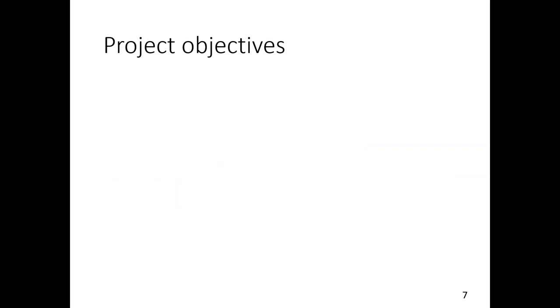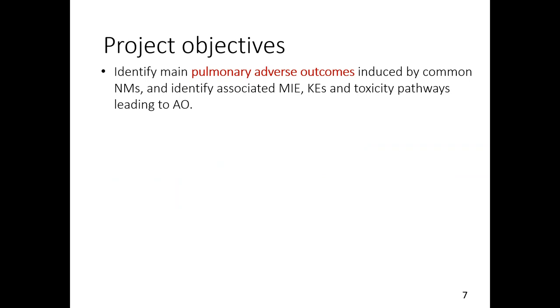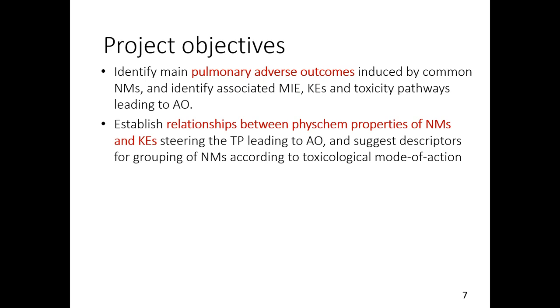So project objectives are formulated as follows. We are not trying to solve all possible problems. We are very focused. In this sense, we have a project team that is expert in pulmonary respiratory exposure and adverse outcomes. So what we want to go for is identification of the main adverse outcomes related to inhalation of airborne nanomaterials, and to identify the main toxicity pathways leading to adverse outcomes for the lung and the whole organism. Second, we want to establish relationships between physchem descriptors of nanomaterial properties, which need to be advanced as well, as we saw before, and key events. In that case, we should be able to predict the outcomes based on physchem descriptors of nanomaterials.